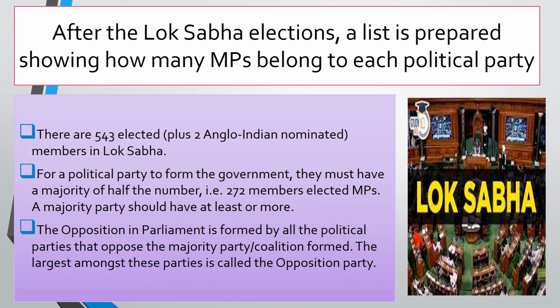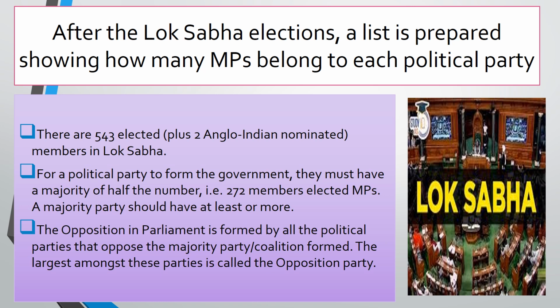In Lok Sabha, after the election, a list is prepared showing how many MPs belong to each political party. And we will also understand what the opposition party is. There are 543 elected plus 2 Anglo-Indian nominated members in Lok Sabha.